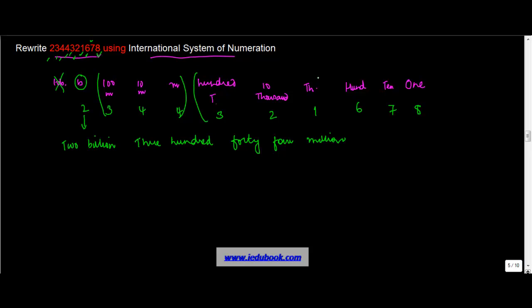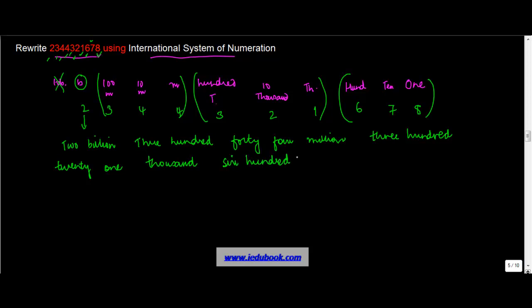Then these are thousands, 321,000, and then you have the ones, 678. This "and" I have used, you can also ignore it.